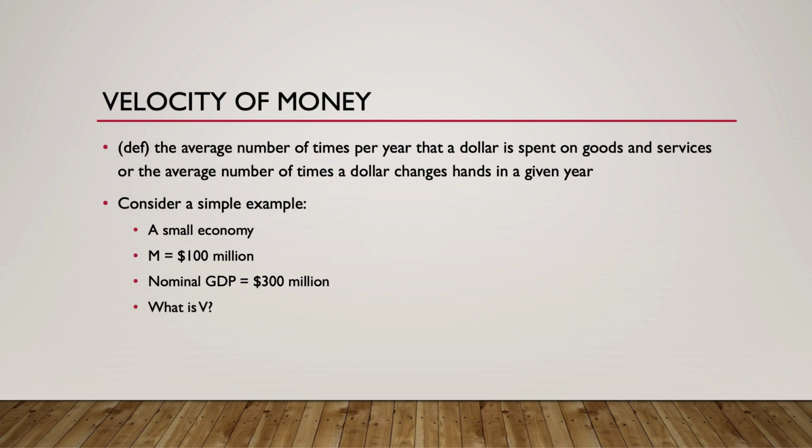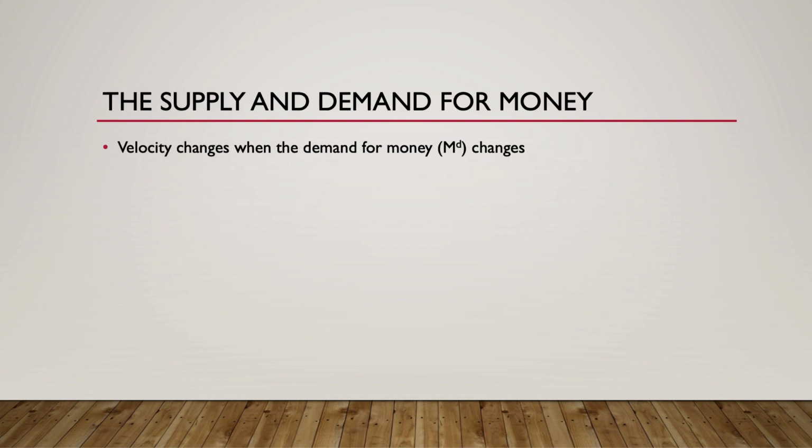How many times would each dollar need to change hands? On average, each dollar would need to change hands 3 times. M equals 100 million times 3, which is the velocity of money, and this equals $300 million, which is our nominal GDP. Velocity changes when the demand for money changes.